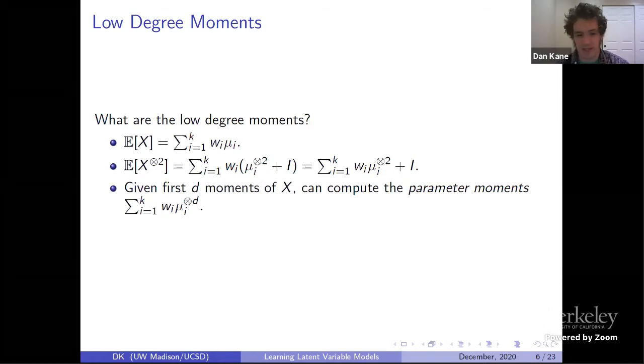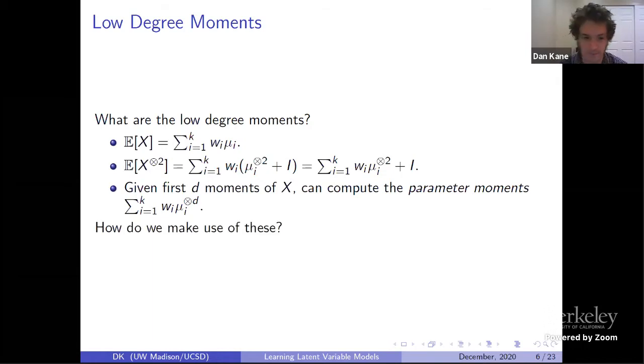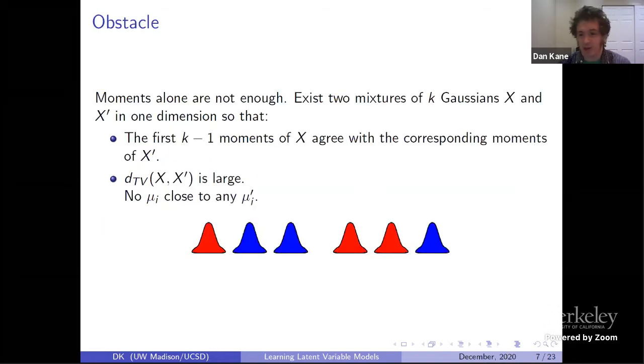The question then is, given these values or approximations to them, what can we expect to do with learning the actual distribution? So how do we make use of these? And here's where we run into our first big obstacle. And the problem is that moments alone are not enough.